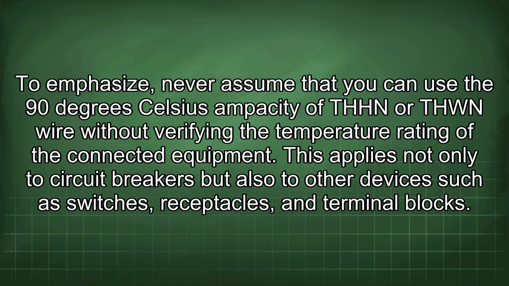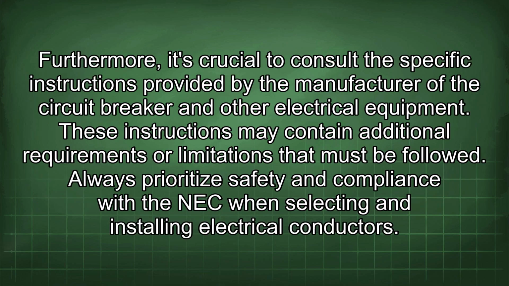To emphasize, never assume that you can use the 90 degrees Celsius ampacity of THHN or THWN wire without verifying the temperature rating of the connected equipment. This applies not only to circuit breakers but also to other devices such as switches, receptacles, and terminal blocks. Furthermore, it's crucial to consult the specific instructions provided by the manufacturer of the circuit breaker and other electrical equipment. These instructions may contain additional requirements or limitations that must be followed.